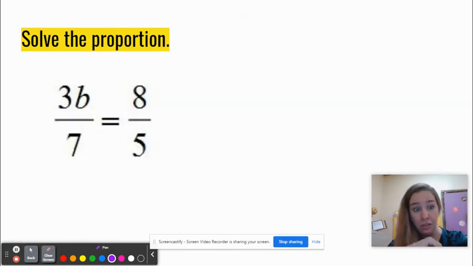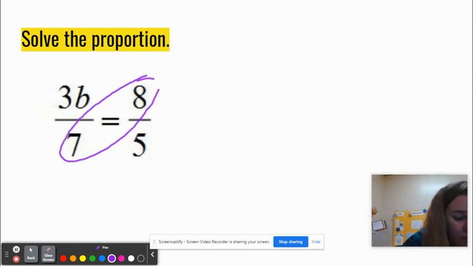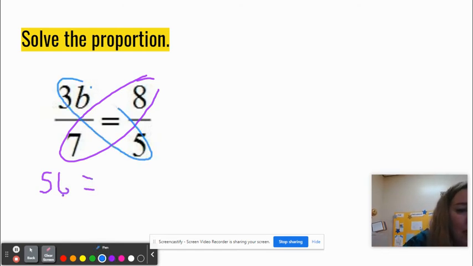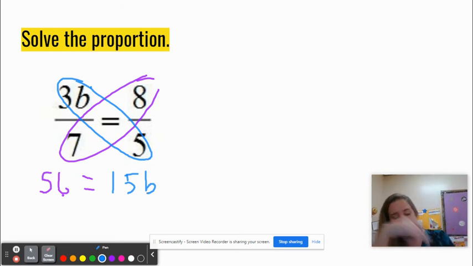Sometimes you will have not just the variable, but that variable will have a coefficient. Just treat that normally, right? So 8 times 7 is 56, equal sign. 3b times 5. Well, 3 times 5 is 15b. A lot of people say, I can't combine those. They're not like terms. That only applies to addition, subtraction. You can multiply anything you want.